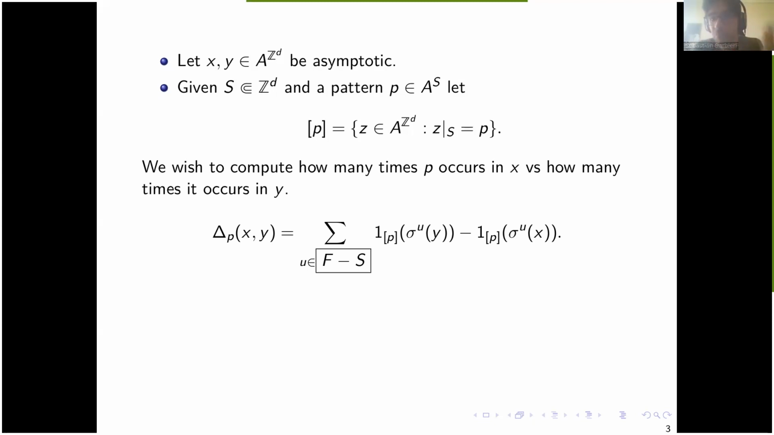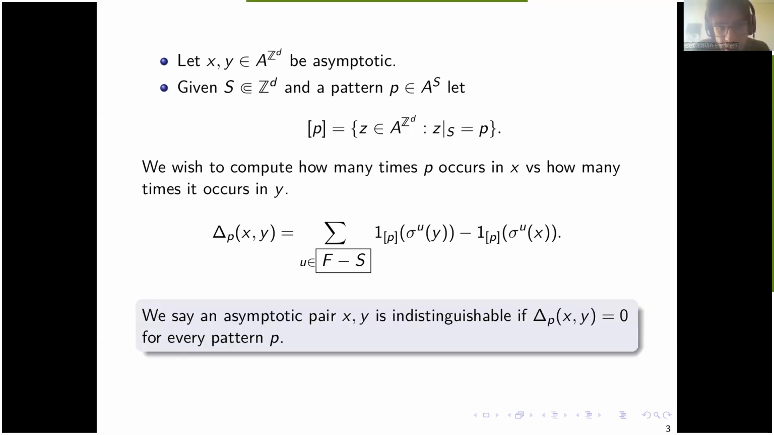All right, so this is just some measure of, given some pattern, how much these two configurations differ. Maybe I'm seeing one pattern 3 times in one configuration and 2 times in the other, and then I'm going to get a difference of 1 or -1. And I want to consider a very special kind of asymptotic pair. I'm going to say that an asymptotic pair is indistinguishable if for every single pattern P, I see it exactly the same number of times in X as in Y.